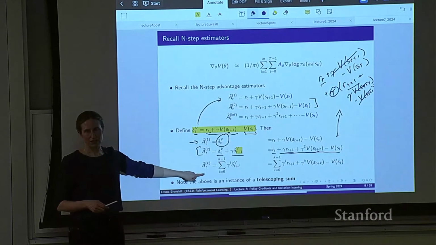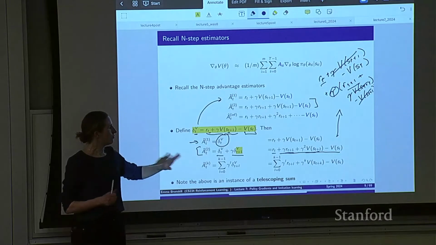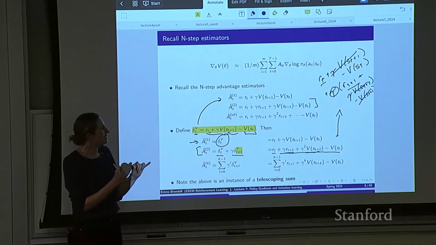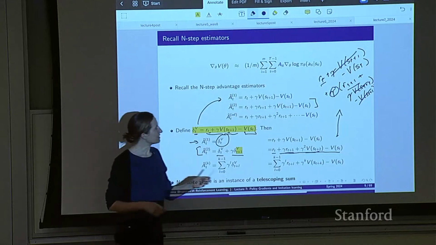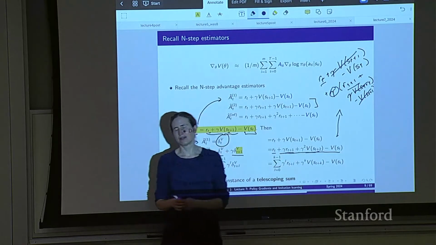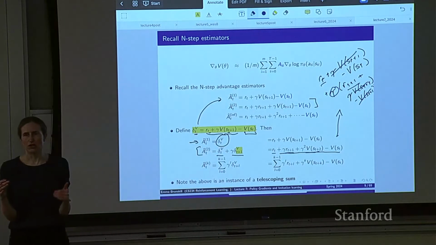And you can repeat this. What will happen is all of those intermediate terms, these things where you were bootstrapping, will cancel along the way.